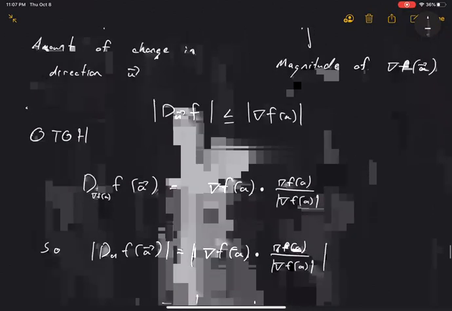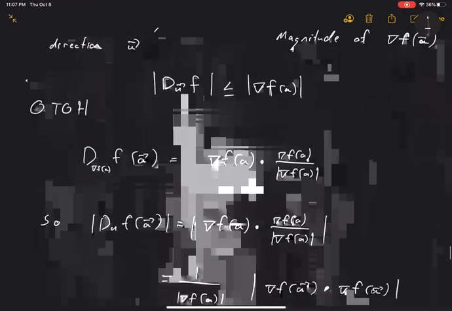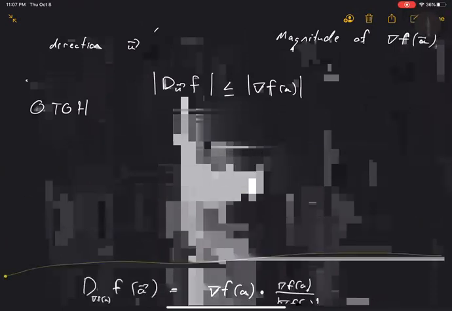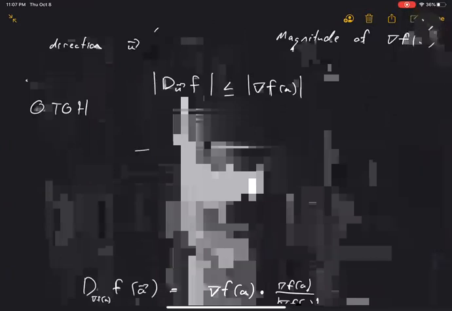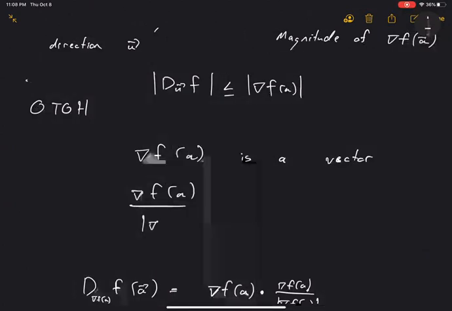On the other hand, let's consider the specific directional derivative in the direction of that gradient. When I plug a into my del f, that's a vector. Its magnitude might not be 1, but I can divide it by its own magnitude, and this will give me a unit vector. So this thing will be a unit vector.